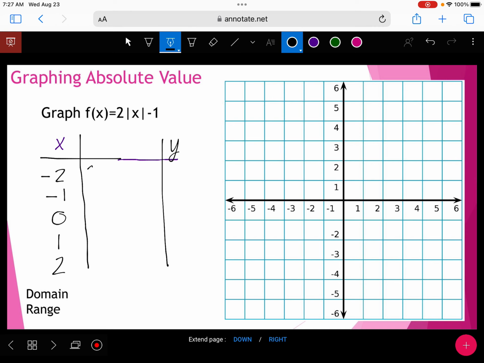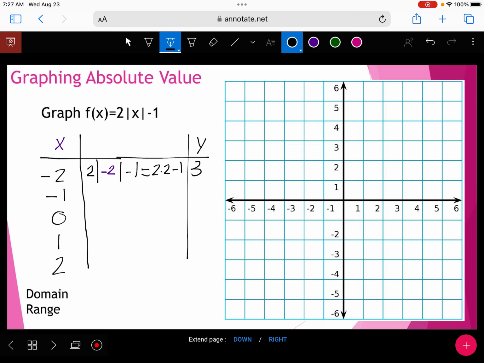So we're using our expression 2 times the absolute value of negative 2 minus 1. I'm going to give myself a little bit more space here because I want more space. There we go. Because what is the absolute value of negative 2? 2. So that's 2 times 2. What's 2 times 2? 4. Minus 1. 3. So our y value is 3.